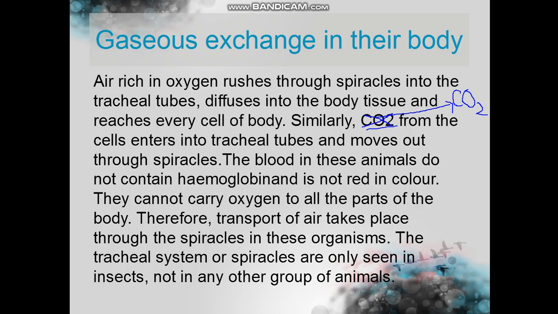The blood in these animals does not contain hemoglobin and is not red in color. They cannot carry oxygen to all parts of the body. Therefore, transport of air takes place through the spiracles in these organisms. The tracheal system or the spiracles are only seen in these type of insects, not in any other group of animals.